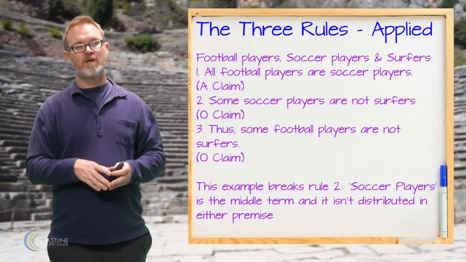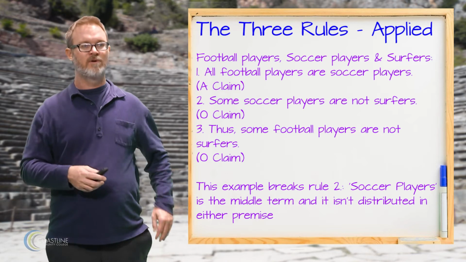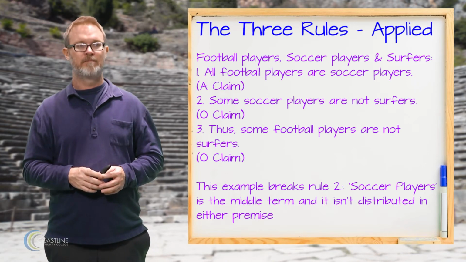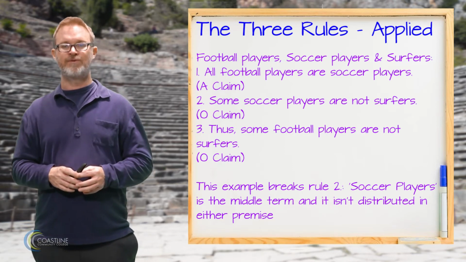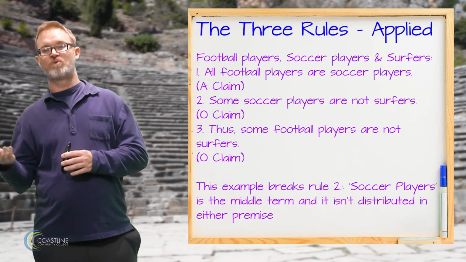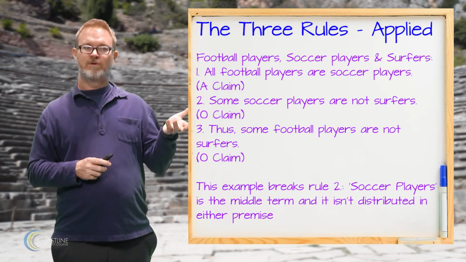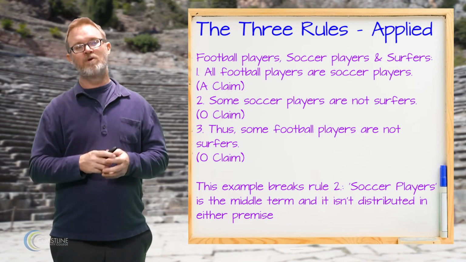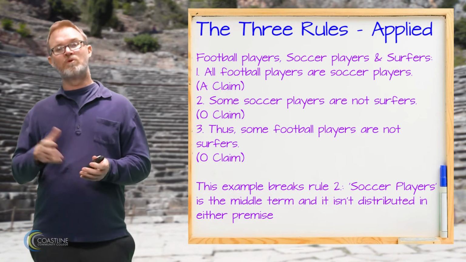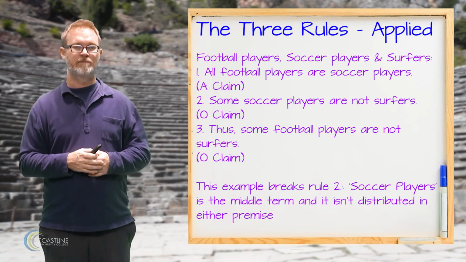Now, if we look at this argument, you can see that the first premise is an A claim and so is not negative. But then the second premise is an O claim, right? Some soccer players are not surfers. That one is negative, so we have a negative premise. For this rule to pass, we've got to have a negative conclusion. But if you notice, we do. The conclusion is also an O claim. Some football players are not surfers. That's an O claim. So rule 1 here is going to pass. We have a negative premise and a negative conclusion.